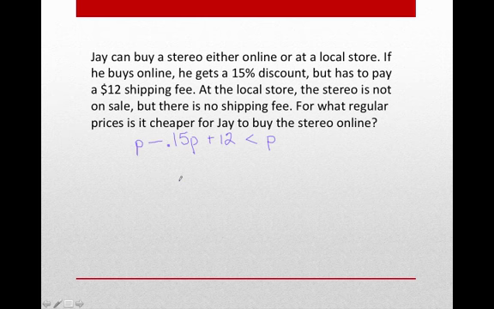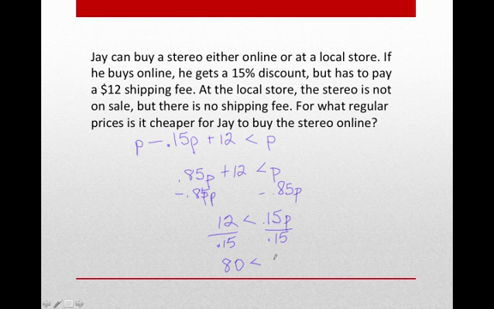I've got 0.85P plus 12 is less than P. Now I can get rid of my 0.85P. So that I've got 12 is less than 0.15P. I need to divide by 0.15 on both sides. So 12 divided by 0.15 is 80. 80 is less than P.